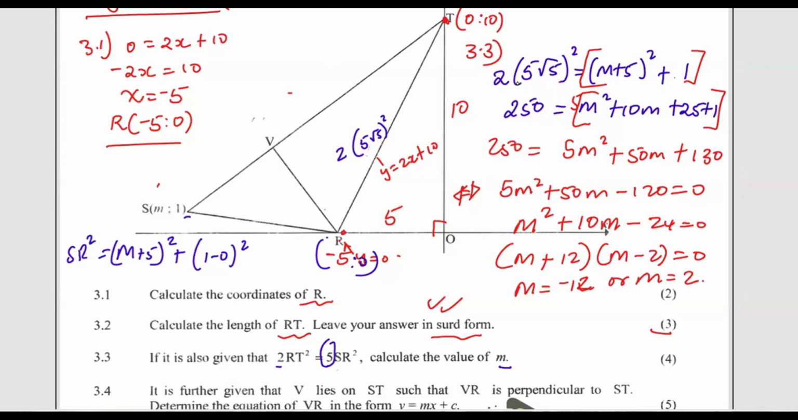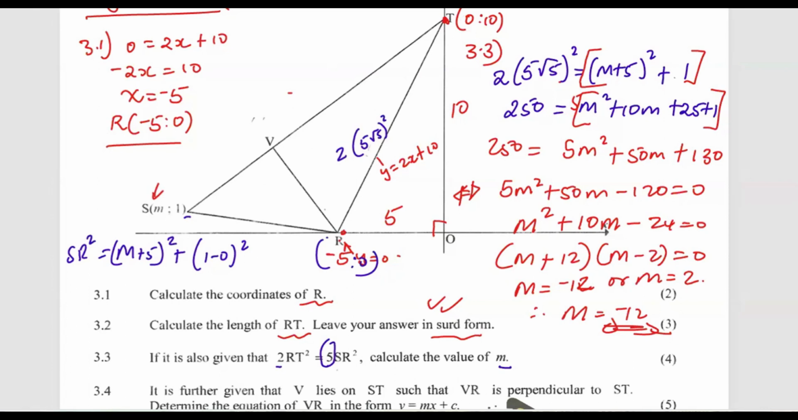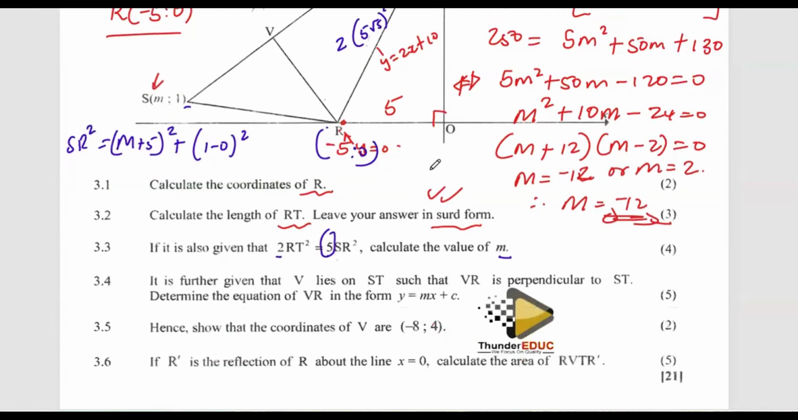But looking at the position of m, it's on the negative side, which means that our m should be a -12. Okay, so that is how we would have obtained those values, okay? We move on to the next one. Question 3.4.